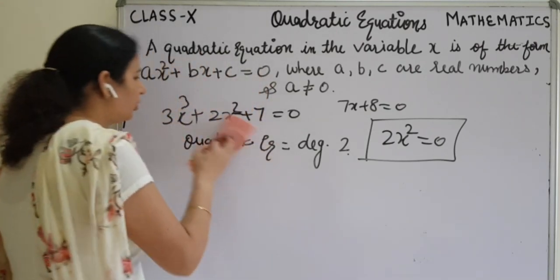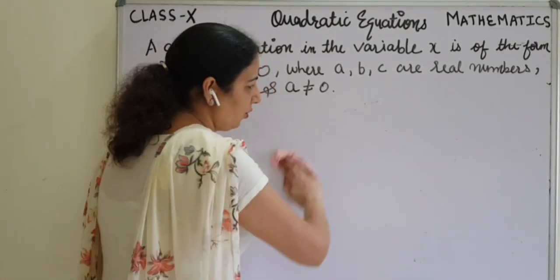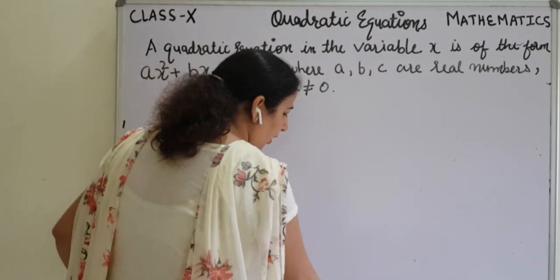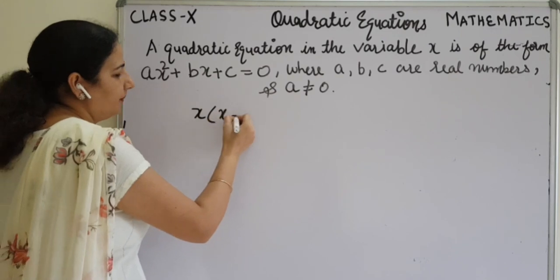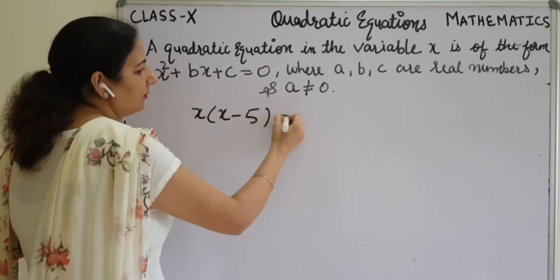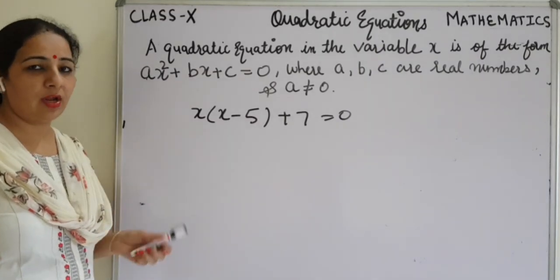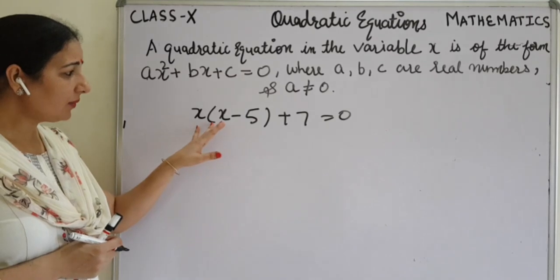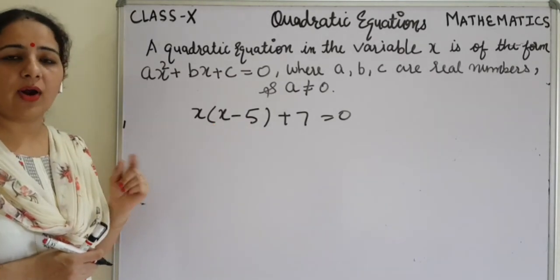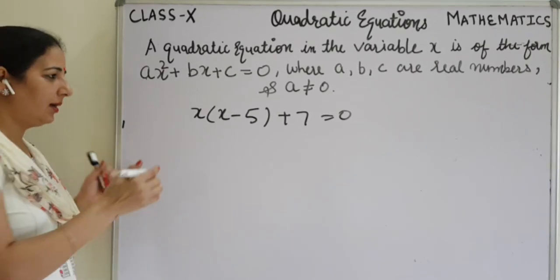So in your question number 1, you easily can check whether the given polynomial equations are quadratic or not. Maybe they will give the question in this form, equal to 0. Now tell whether it is quadratic or not. Until and unless you open the bracket, you can't tell whether the given equation is quadratic, linear or cubic.